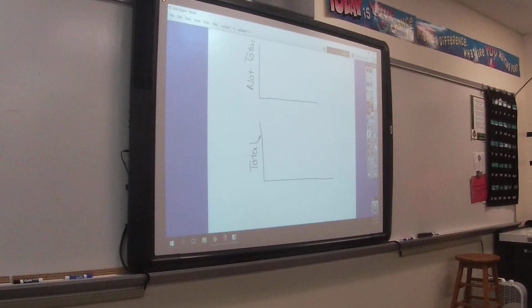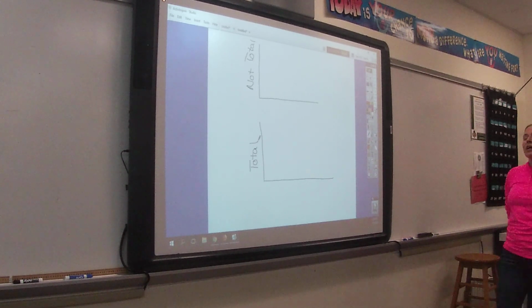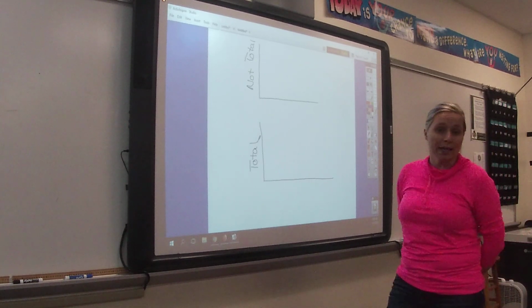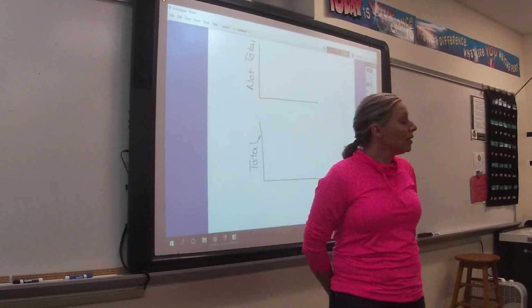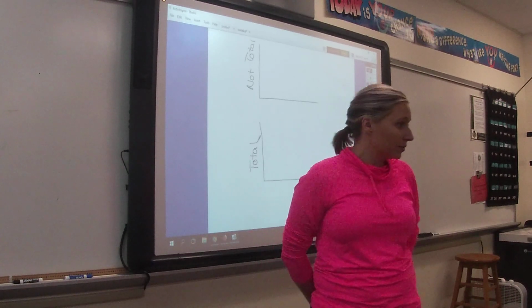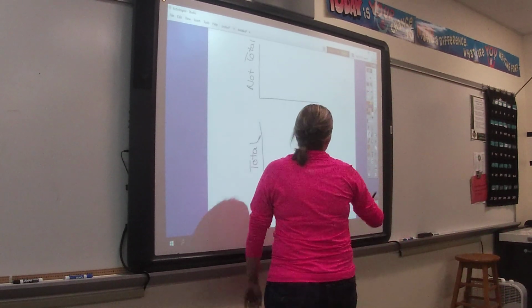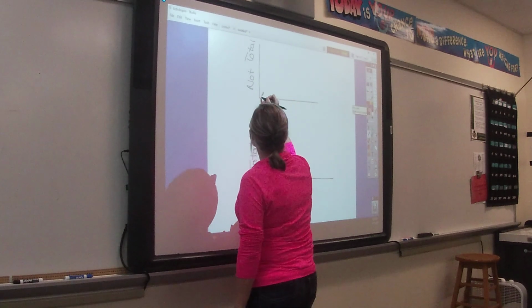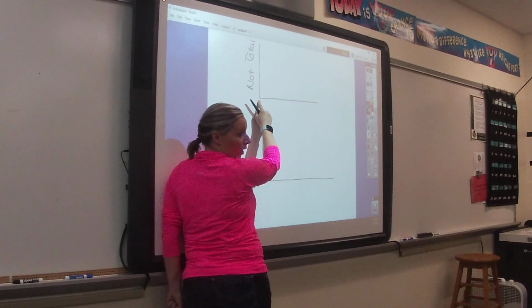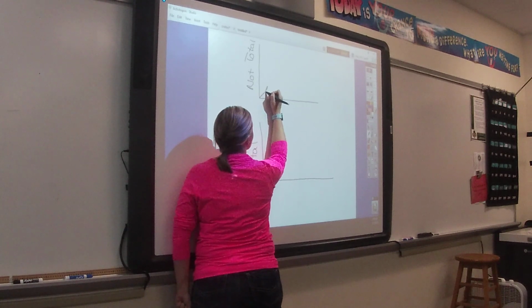So, top graph, not a total. We're going to talk about my distance from the door. Okay? So I start walking away from the door. What happens to my distance away from the door? It's increasing, right? So whenever we're increasing, how do we show that in a graph? We go up. So if I'm representing my distance from the door, I started at the door. So I was 0 from the door. Okay, so I'm starting here and my distance goes up.